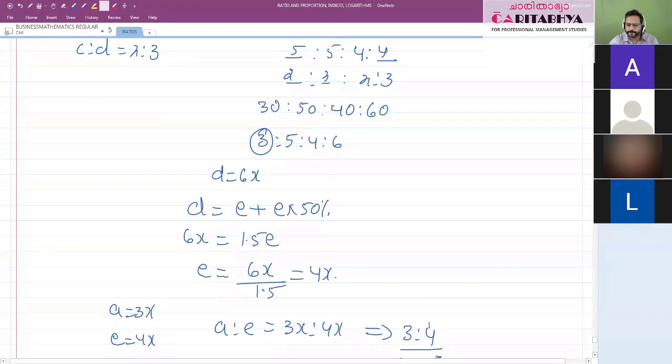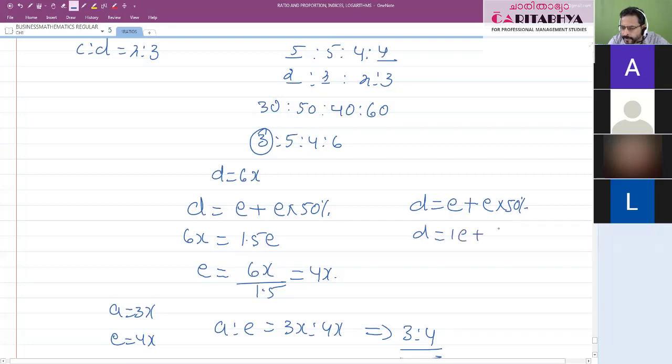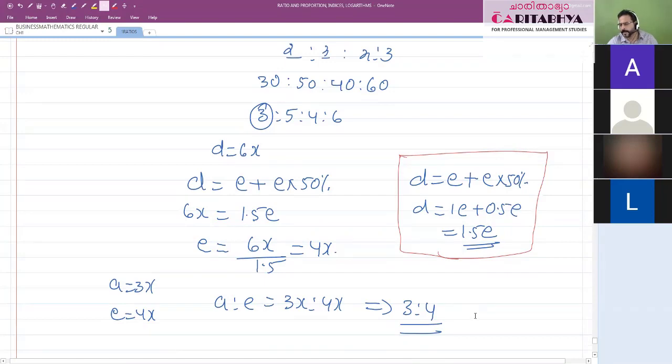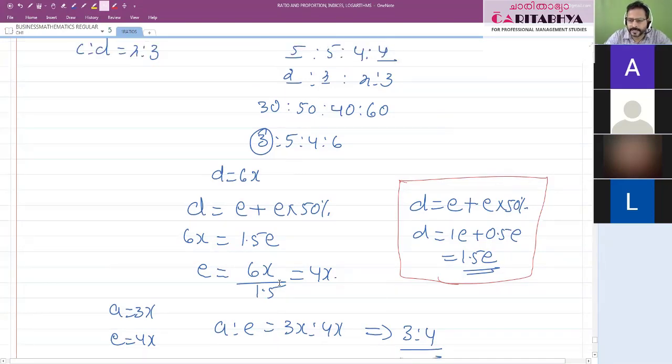Clear? Sir, how is it 1.5E? D is 50% more than E means D equals E plus E into 50%. E means 1E, and 50% means 0.5. When we add the two, we get 1.5E. So that is what it relates to: D is 50% more than E. That means whatever E is, add half of it too. That becomes 1.5 times E. So this is clear. The remaining portion we will discuss in the next session. Okay, thank you.